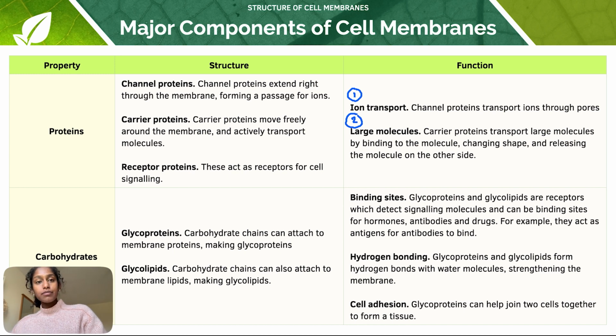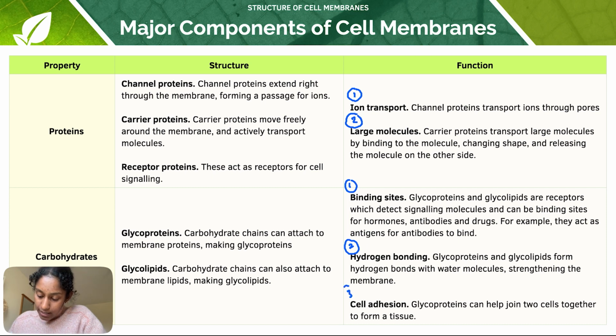Now let's think about our carbohydrates. So we have our glycoproteins and we have our glycolipids. In terms of function, number one, they provide the function of being a binding site. They can detect signalling molecules and can be binding sites for hormones, antibodies, and drugs. For example, they act as antigens for antibodies to bind. In terms of our second function, it would be hydrogen bonding. Glycoproteins and glycolipids form hydrogen bonds with water molecules, which you'll meet in chemistry, strengthening the membrane.